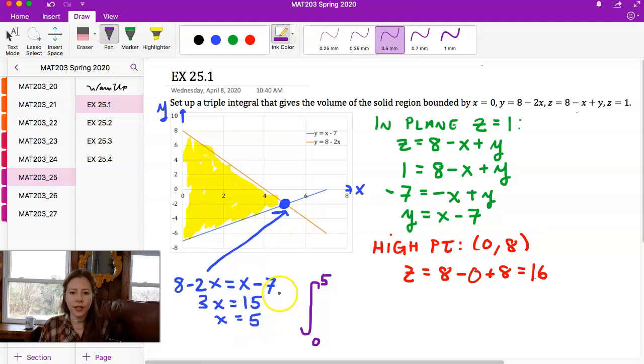Now let's set up our y bounds. With triple integrals, your second integral can only have one variable for its bounds; it can't have more than one variable. So our bounds for y can be defined by x, since that's our outer integral. Our lower bound for y is going to be x minus 7. You see that, the blue line, that's our lower bound for y. So it's going to be x minus 7.